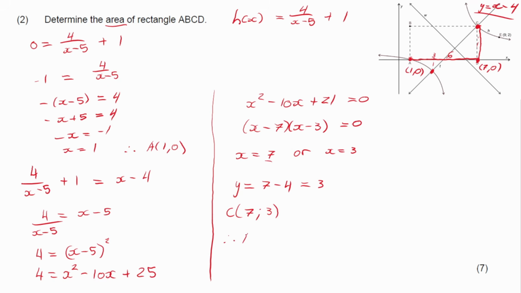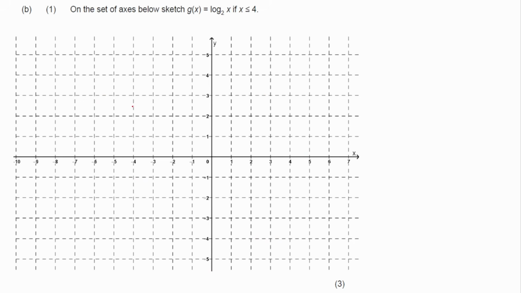So therefore, the area of rectangle ABCD is equal to my length times my height. Remember now this is 7, 3. So I know this height is 3 units. So 6 times 3, which is 18 units squared. Now what we need to do is we need to sketch g of x on the set of axes below.